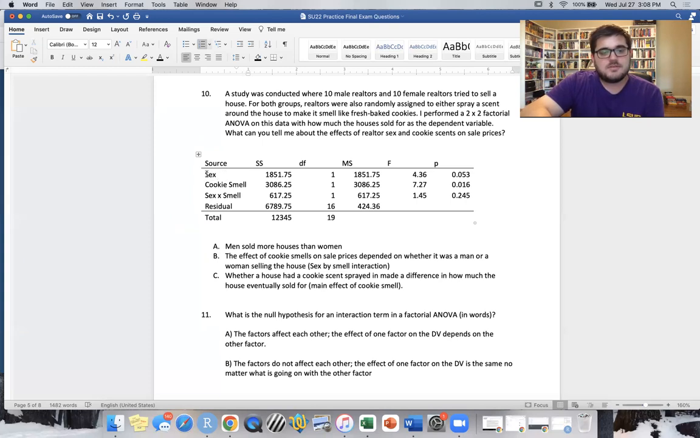So let's do sex. Go all the way to the right, p-value 0.053. It's very close, but it is not below 0.05. It is actually above 0.05. So there was not a statistically significant effect of sex, meaning that male realtors and female realtors did not end up selling houses for much different of a price. And for cookie smell here, you have your source right here, main effect of cookie. Go all the way to the right, 0.016, that's your p-value. So there was a main effect of cookie. Spraying the house down with cookies affected the price of the house.